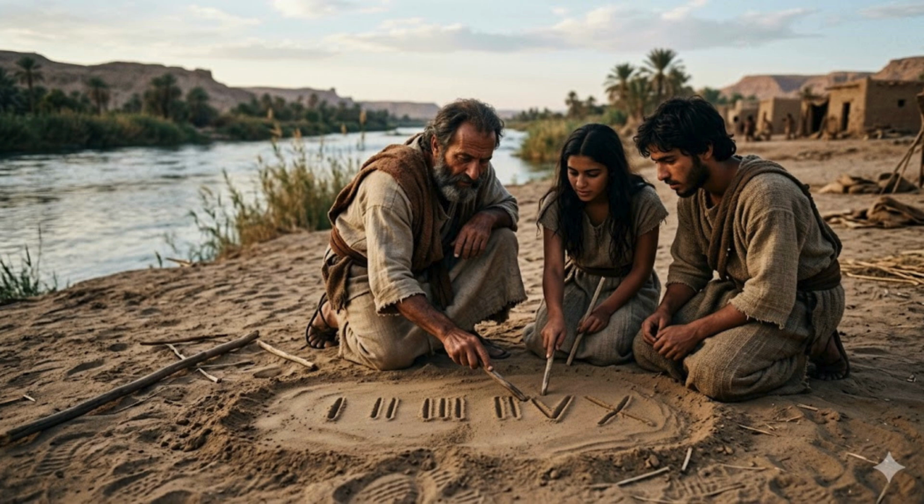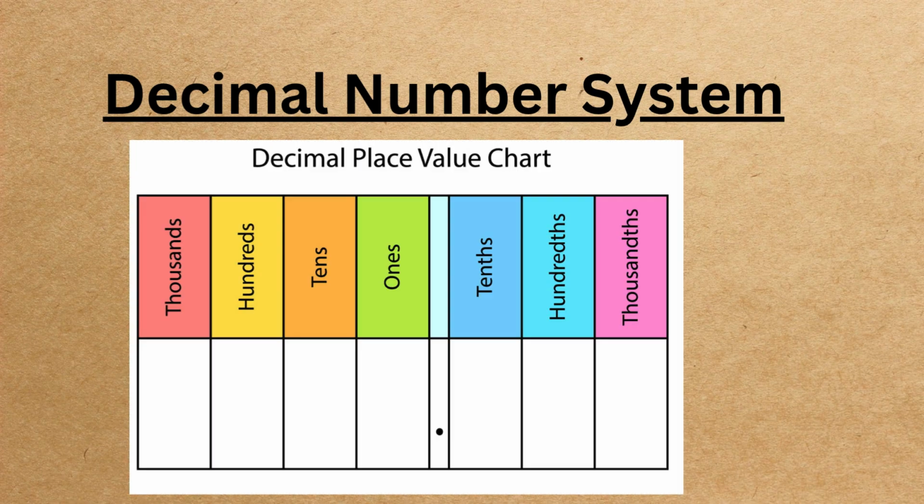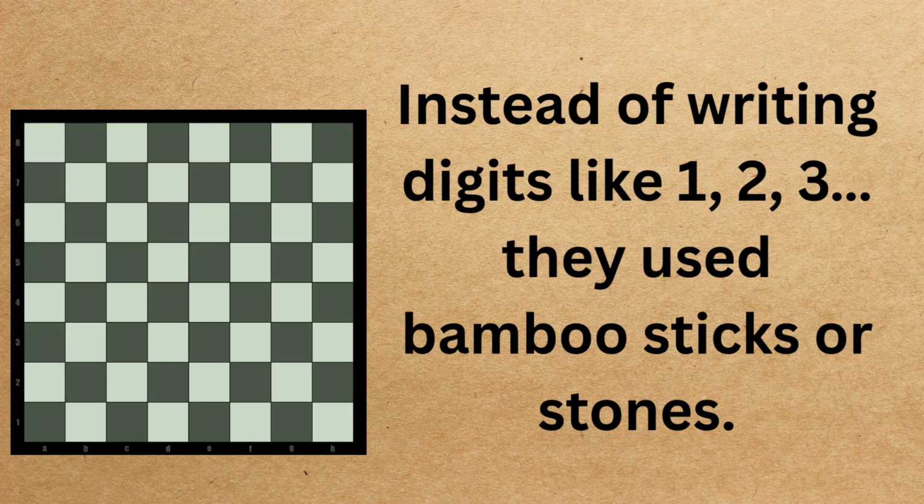Today, we use something called the decimal number system. In this system, place value helps us calculate easily. But long ago, people used a very visual method. Let me show you. Let's place our numbers on a board, something like a chessboard. Instead of writing digits like 1, 2, 3, they used bamboo sticks or stones to represent numbers. Now, let's try a small example.